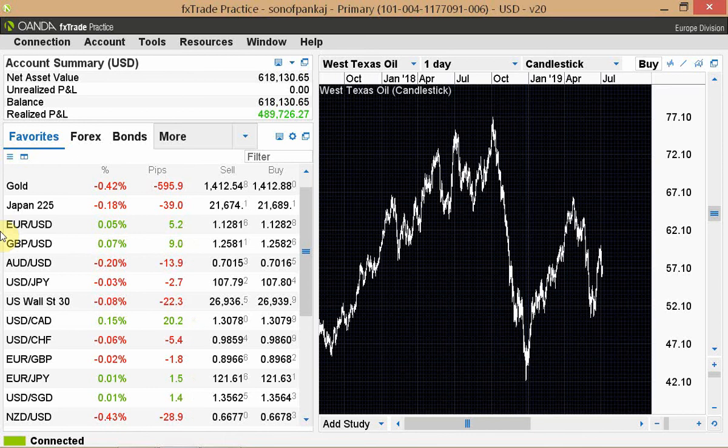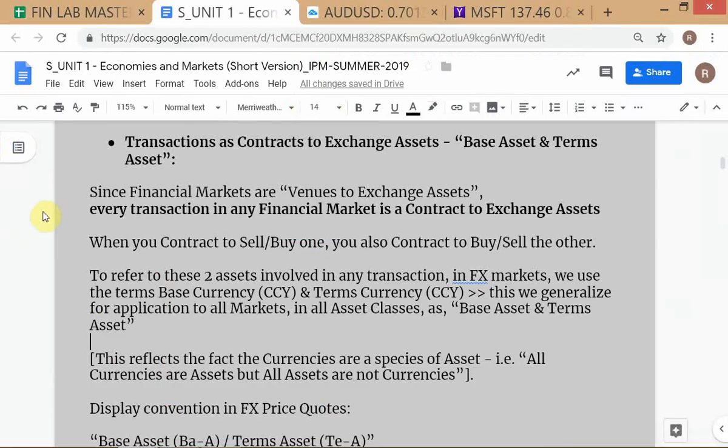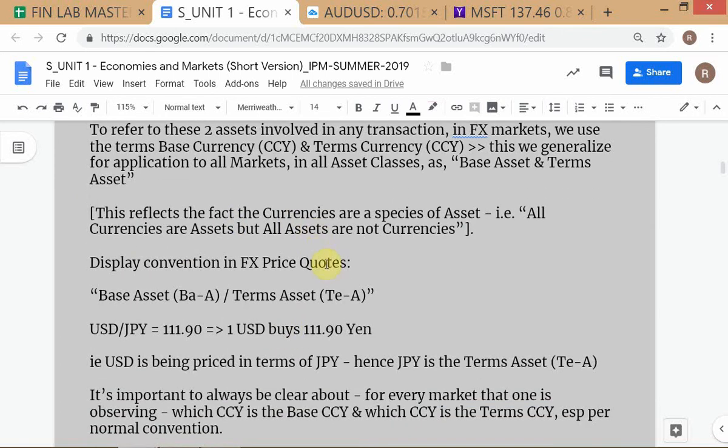Is everyone clear? That's why I said for every market you have to figure out what is the base asset, what is the terms asset, and what is the unit of trade. Whenever you see a market, you should try to identify these few things. Because every transaction is a contract to exchange assets, when you buy one, you sell the other, or sell one, you buy the other. Is this clear? We have already discussed this.